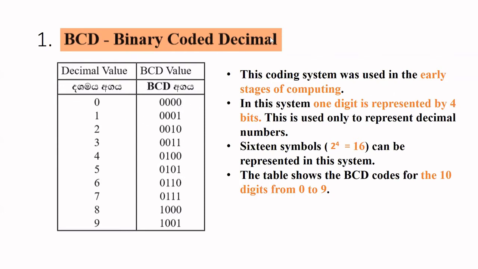If it is 4 bits, 2 to the power 4 is 16, right? But you cannot see 16 characters. 1, 2, 3, 4 up to 10, so only 10 characters, 10 codes, you can see. Although 2 to the power 4 is 16, it does not show 16.